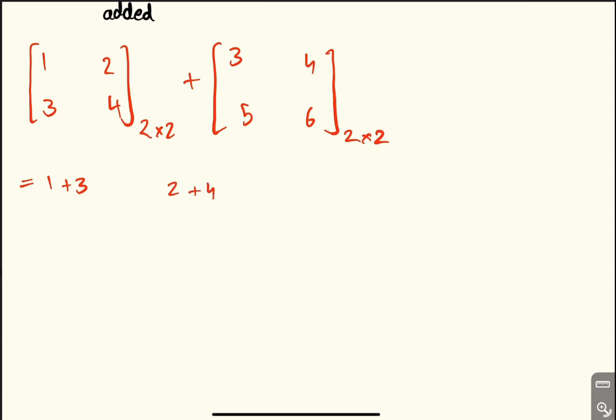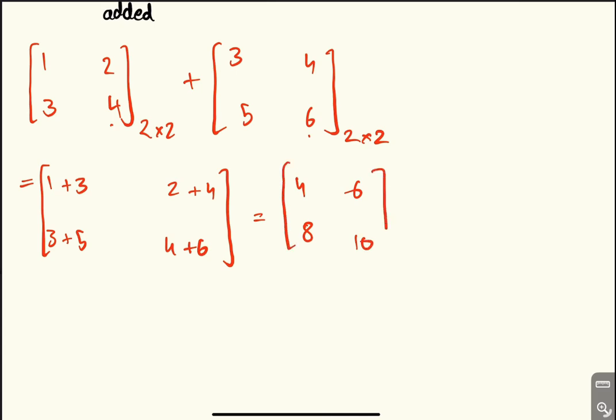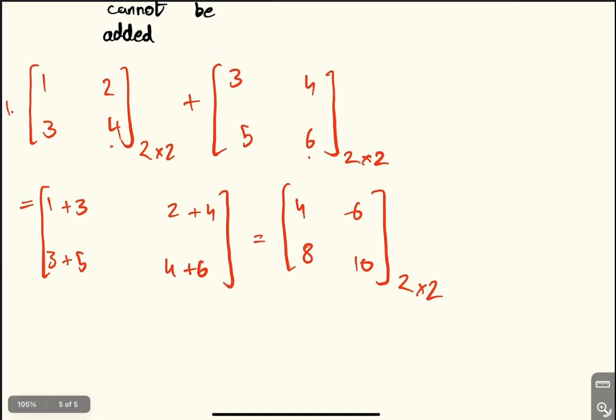This is a very basic matrix. Later we'll get subtraction, negative signs and many different cases. We'll see different examples. Then 3 plus 5. Then 4 plus 6. Now when we add all these, 3 plus 1 is 4, 4 plus 2 is 6, 5 plus 3 is 8 and 4 plus 6 is 10. We still get a 2 by 2 matrix. Okay, so this is how we add matrices.